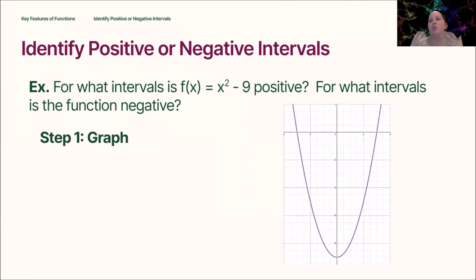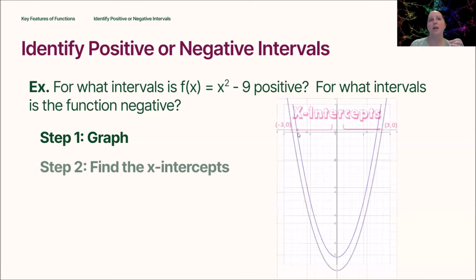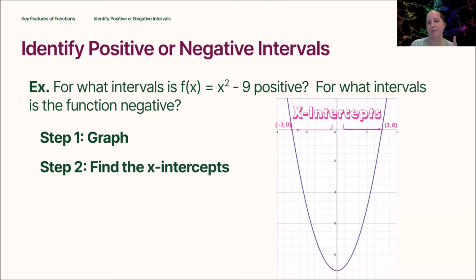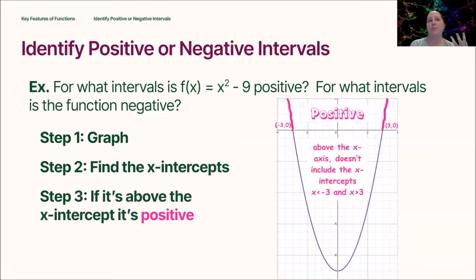Okay, so first thing I'm going to do is graph this. I'm looking at this graph right here, and the first thing I want to do is find the x-intercepts. When I do that, that's going to help me figure out what's positive and what's negative. So again, positive is anything above the x-axis, negative is anything below the x-axis. So I can determine, if it's above the x-axis, it's positive.